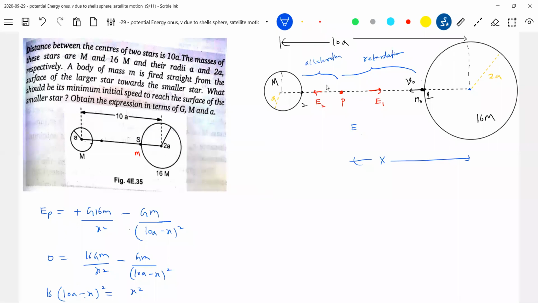Here only I'll write it. Now tell me what after this. If it can reach point P, problem solved, no? Then I'll apply conservation of mechanical energy.